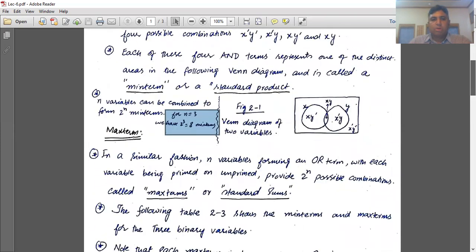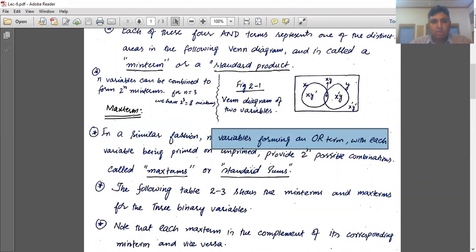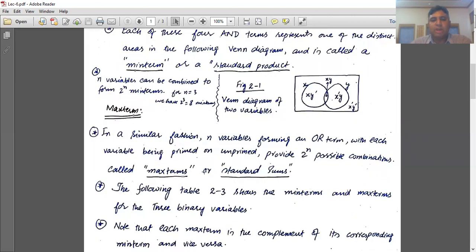Okay, now going to max terms. What are max terms? In a similar fashion, n variables forming an OR term, each variable being primed or unprimed, provide 2 raised to power n possible combinations called max terms. Just like the previous min terms definition, where two variables x and y were combined with AND terms, similarly, two variables x and y can be combined with OR terms like x plus y, x plus y bar, x bar plus y, or x bar plus y bar. So these four combinations will be called max terms or standard sums.